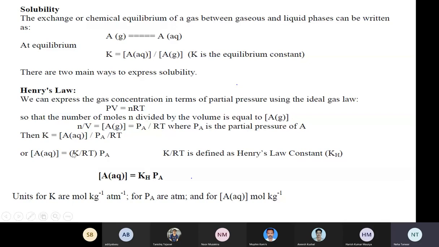A aqueous is equal to K RT, K from the equilibrium constant, divided by RT. RT is coming from the ideal gas law, into the pressure of that gas. So we get a new constant, and that is Henry's law constant. So A aqueous is equal to Henry's law constant times the pressure of that gas at the surface of the ocean. This is valid for oxygen, and this is valid for all the gases in the atmosphere.